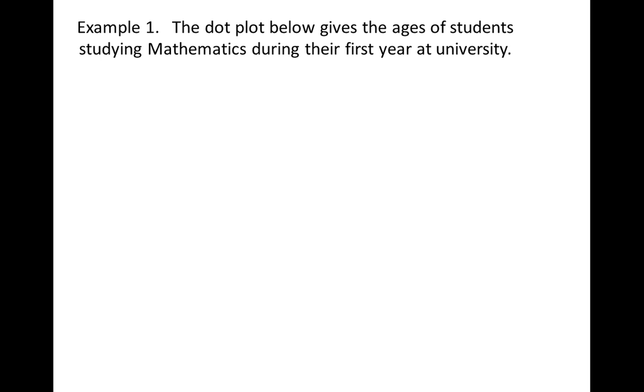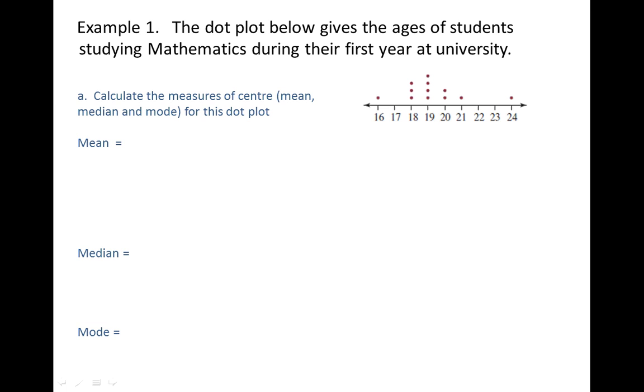We're going to be focusing at the moment on a dot plot which gives the ages of students studying mathematics during their first year at university. We're going to have a look at this dot plot, and from that dot plot we're going to try and determine some measures of centre, and by this we mean the mean, the median and the mode.